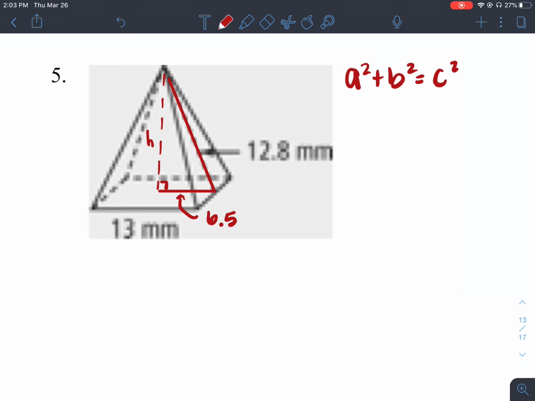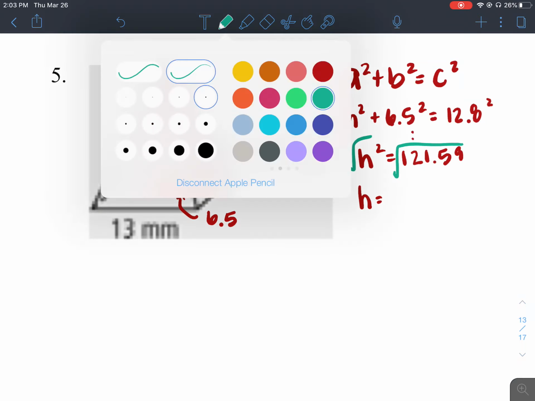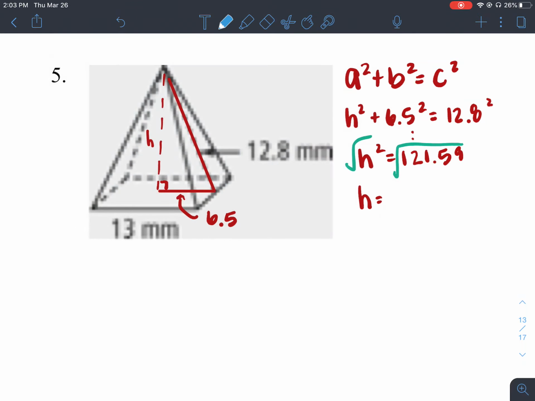So I know my height and my 6.5, those are my two legs, so those can be my a and my b. So h squared plus 6.5 squared has to equal my hypotenuse, so 12.8 squared. And I'm going to skip some of the steps here, but we end up with my height squared being 121.59. All I did was skip a little bit of the arithmetic. And then my height, because remember we have to take the square root of both sides, is going to be 11.02678, blah, blah, blah. I don't necessarily need to write down that whole number.